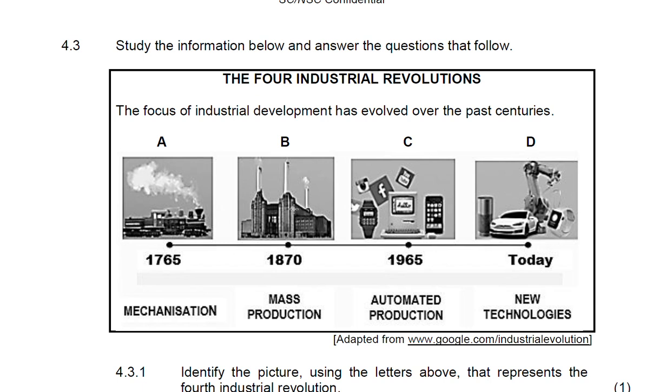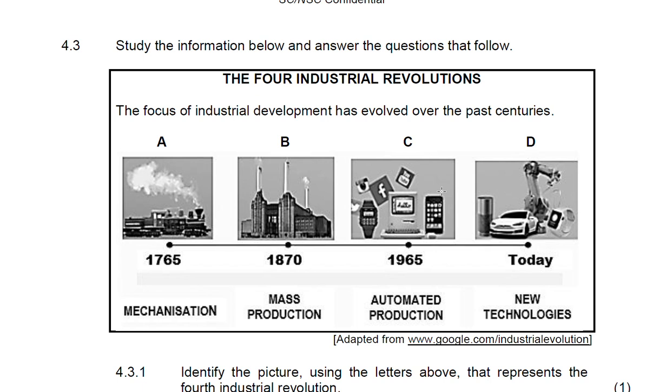And then in B, we have mass production. Obviously, that means now there were easier and better ways of doing things compared to 1765. Now there is mass production. We see the number of factories created because now factories could be created better as opposed to the first industrial revolution.